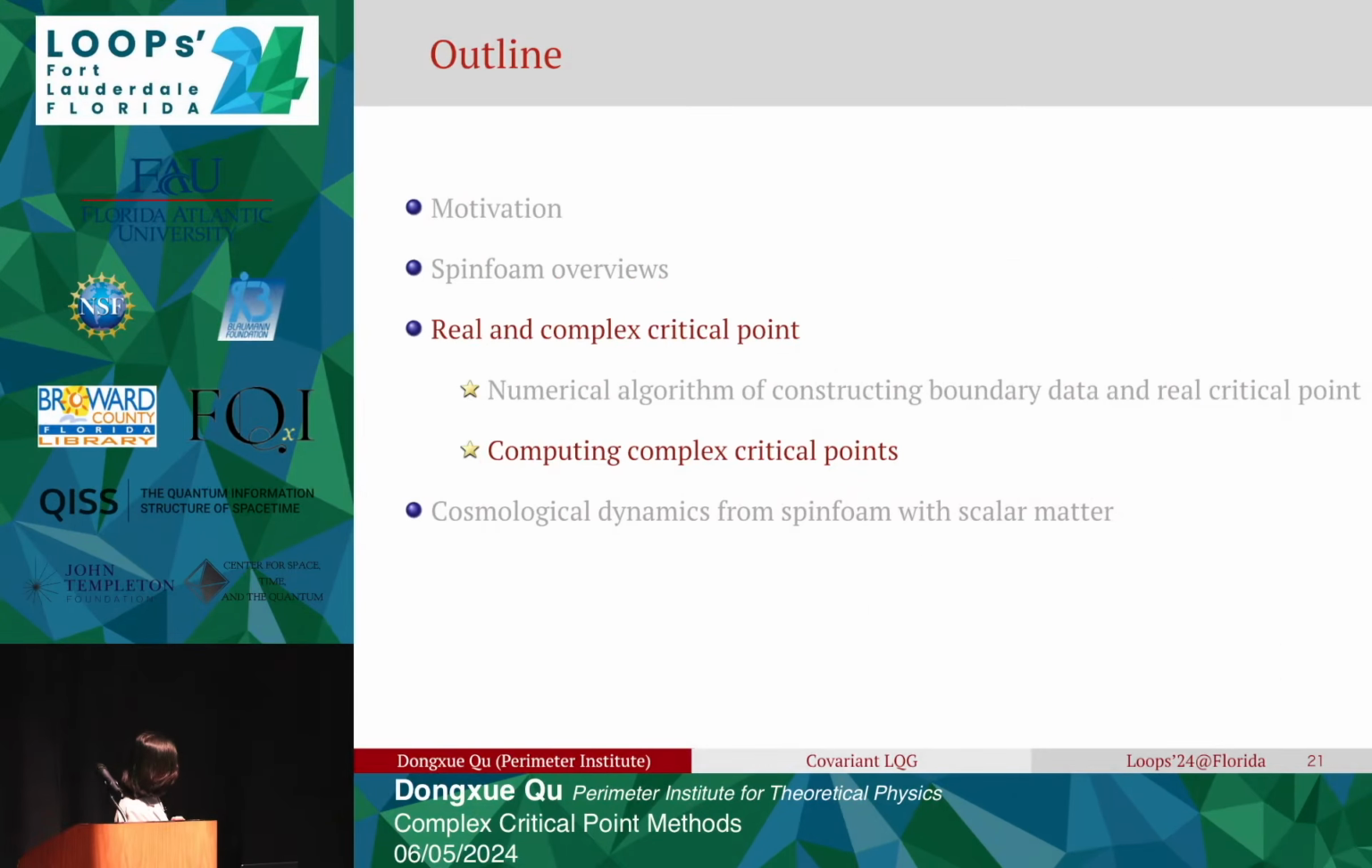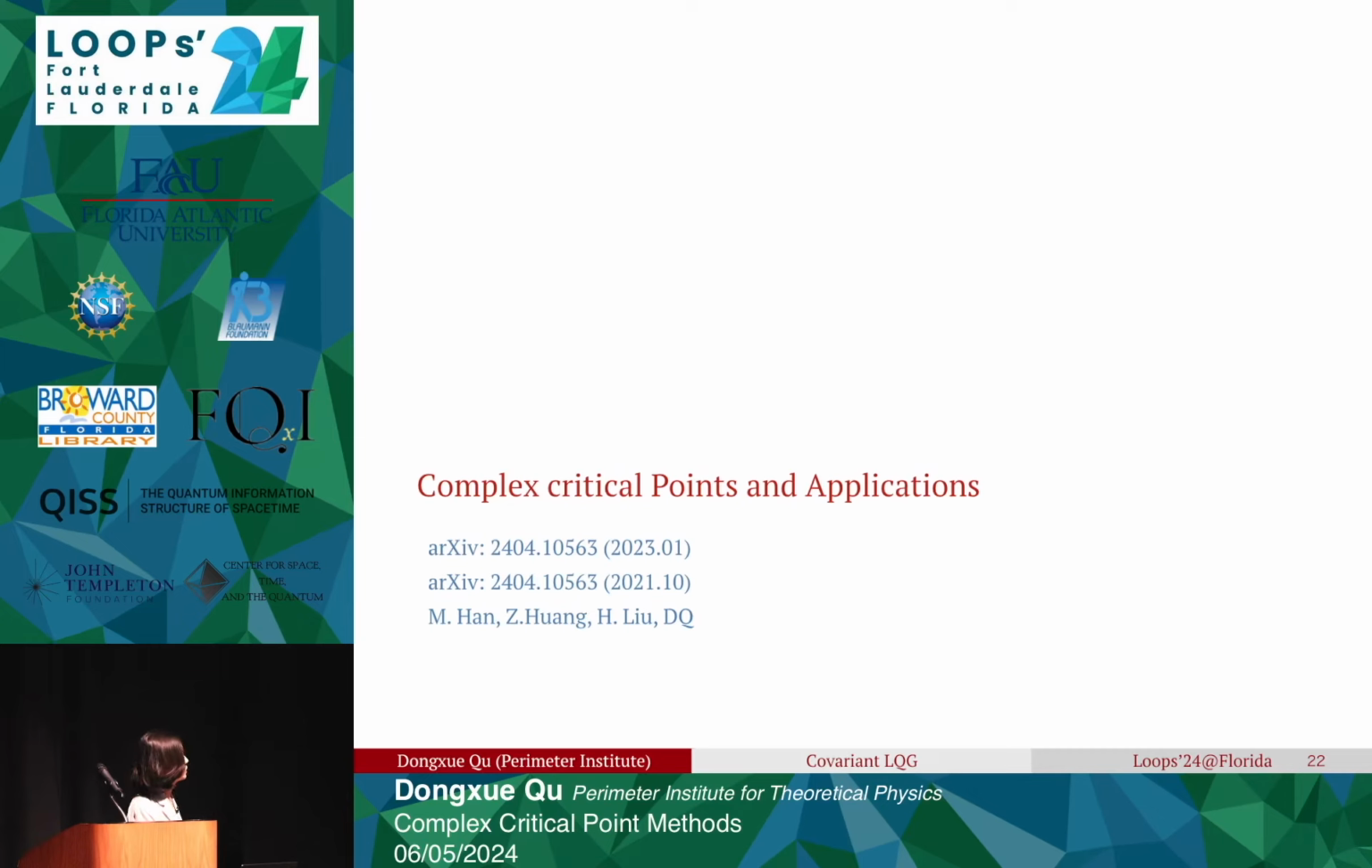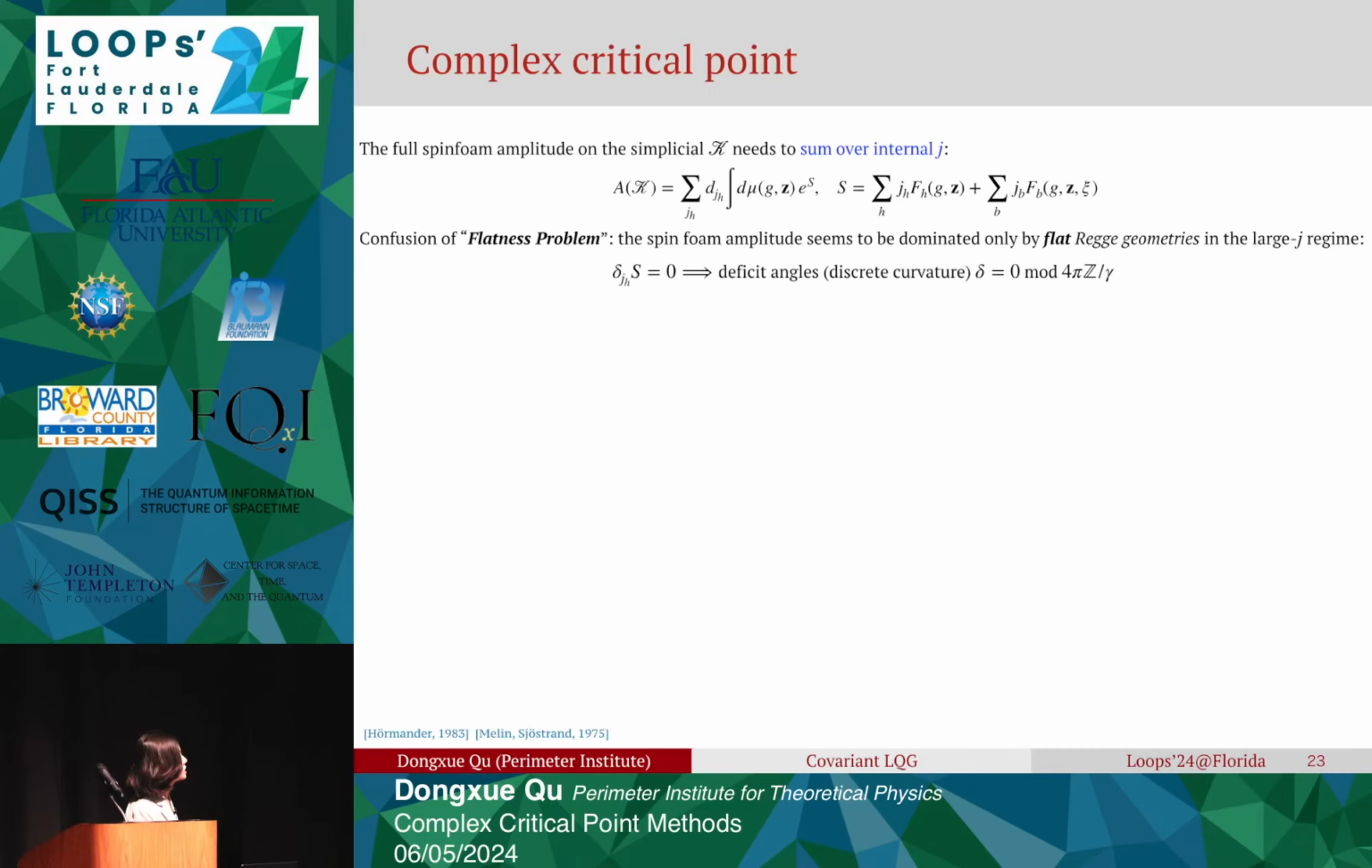Okay, so now let's move to how to compute complex critical points and their applications. When people generalized the stationary phase approximation to the simplicial complex, there was a confusion that the EPRL spinfoam seems to be dominated only by the flat Regge geometry. This is because the derivative of the action with respect to spins equals 0. This gives us the deficit angle equal to 0, or modulo 4 pi times integers over gamma.